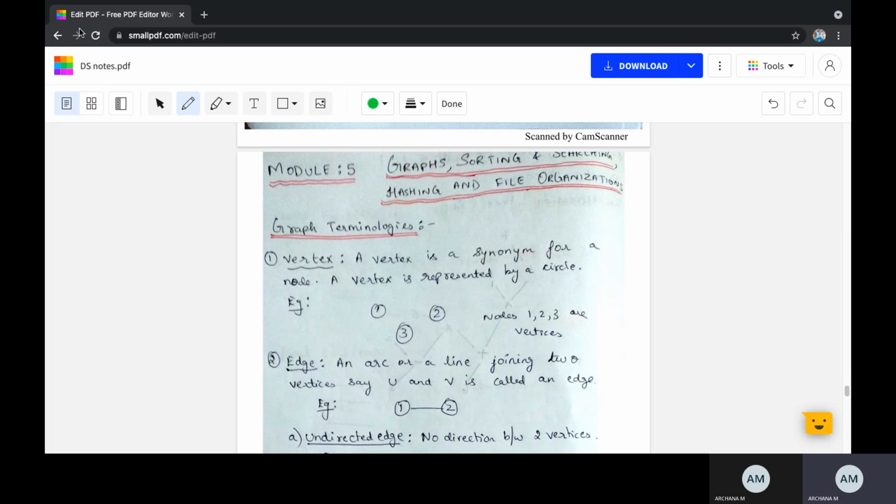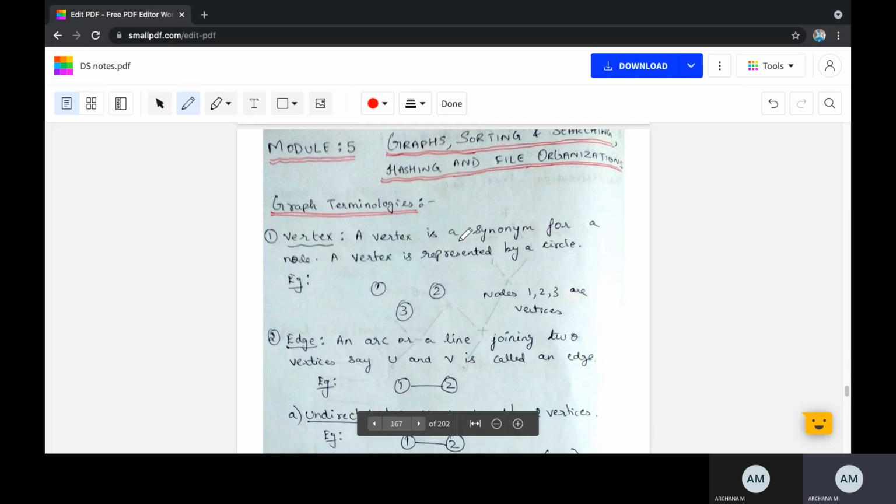So today's session, our topic is Module 5, that is graphs. Today's session, we will be discussing certain basic topics or basic terminologies related to graphs. So we'll be seeing that. Now first we will see the definition of graph.